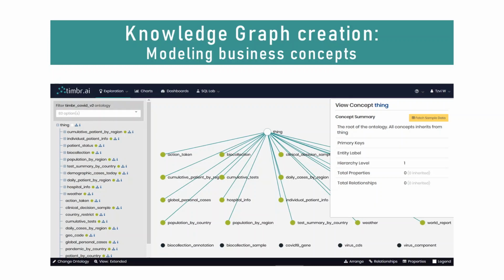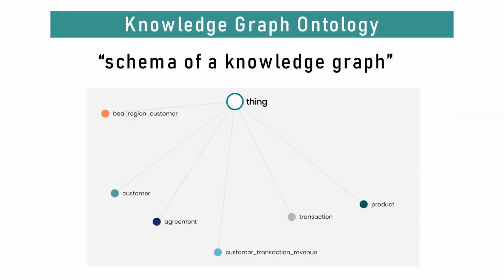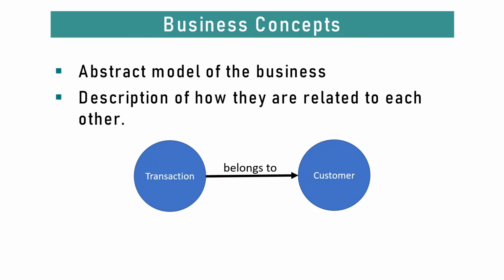Before discussing how to easily model an ontology, it's important to understand why we use an ontology in the first place. The ontology acts as the schema of the knowledge graph. It can also be viewed as an abstract model of the business, where the existing business concepts are represented in the ontology as concept nodes on a graph, where connecting lines represent a relationship. For example, concept transaction is related to concept customer by the relationship belongs to.